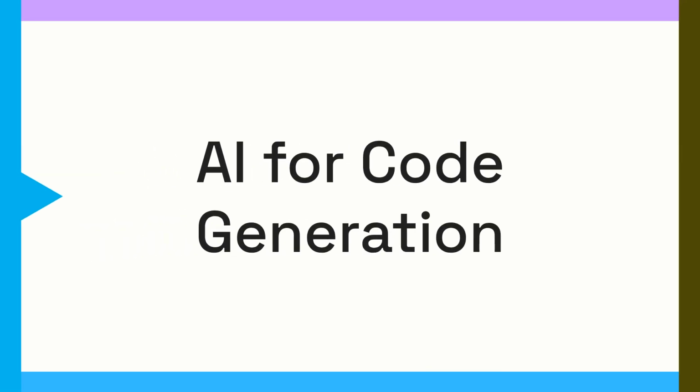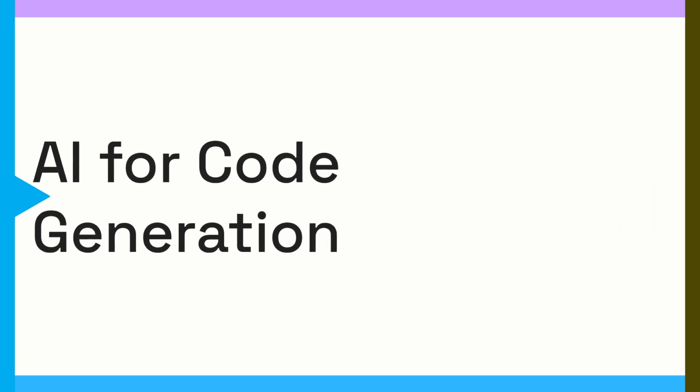First up, let's talk about AI for code generation. This is perhaps one of the most exciting and immediate applications of AI in development. Imagine having an intelligent assistant that can write code snippets for you, complete your functions, or even generate entire classes based on your descriptions. This isn't science fiction, it's happening right now.